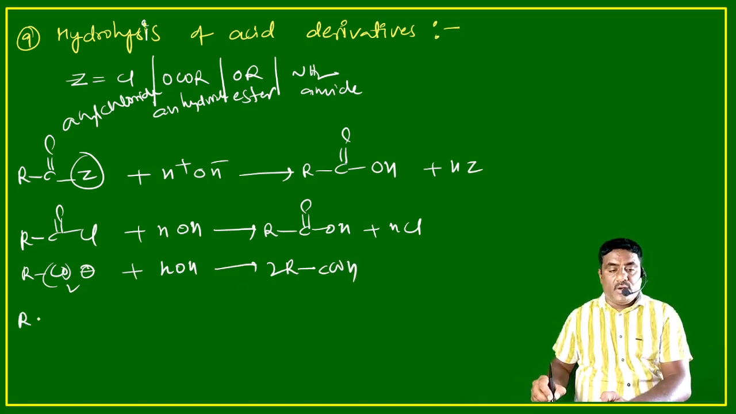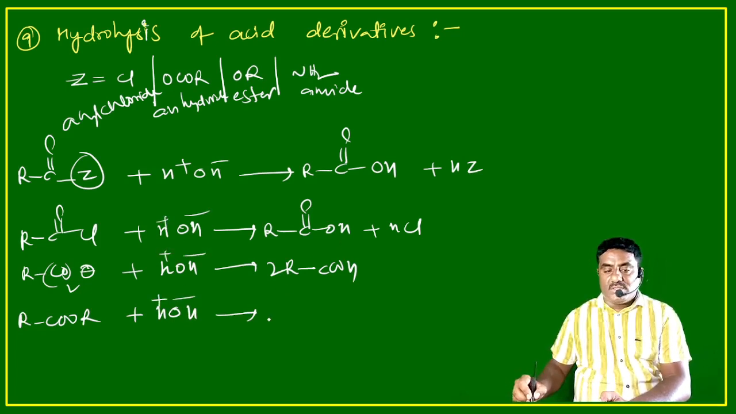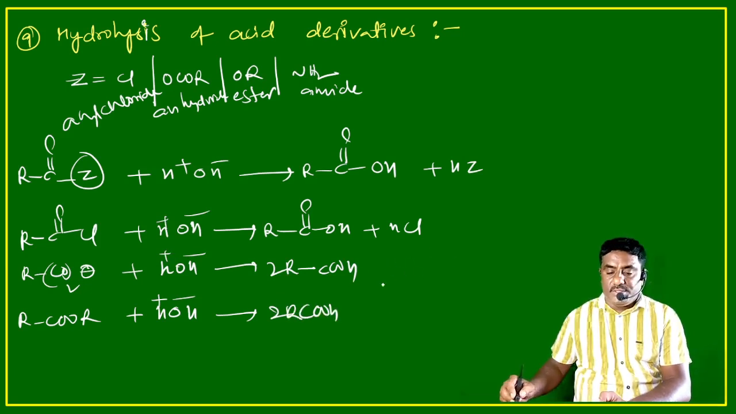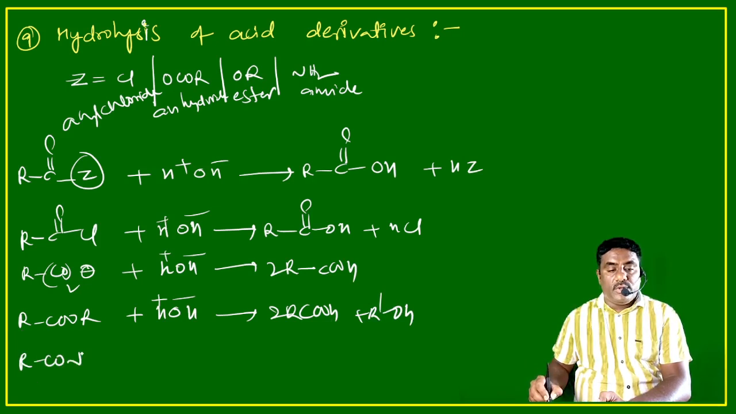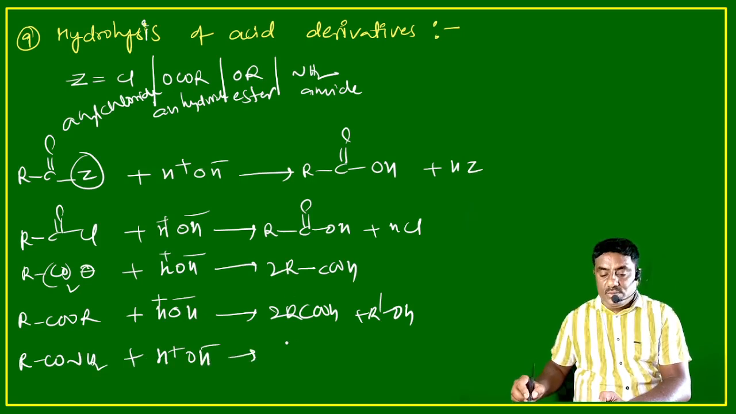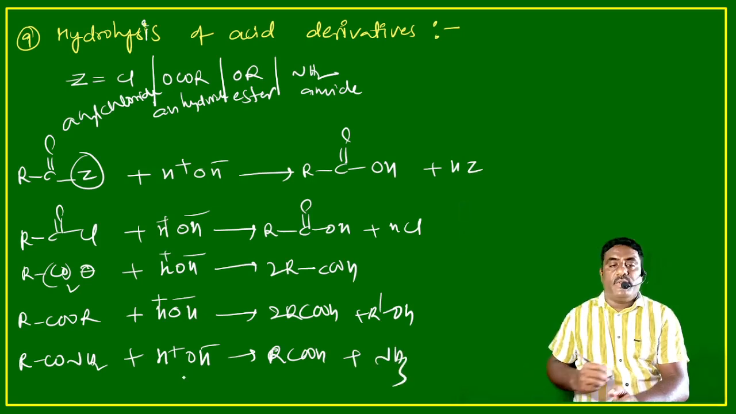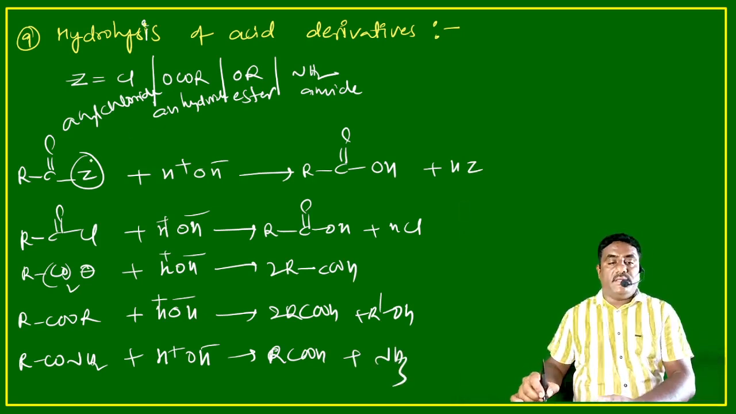Next, ester COOR in presence of HOH, meaning H plus and OH minus, gives carboxylic acid and ROH. Again, I am taking amide CONH2; hydrolysis with H plus or OH minus gives carboxylic acid plus NH3. This is the hydrolysis of acid derivatives.